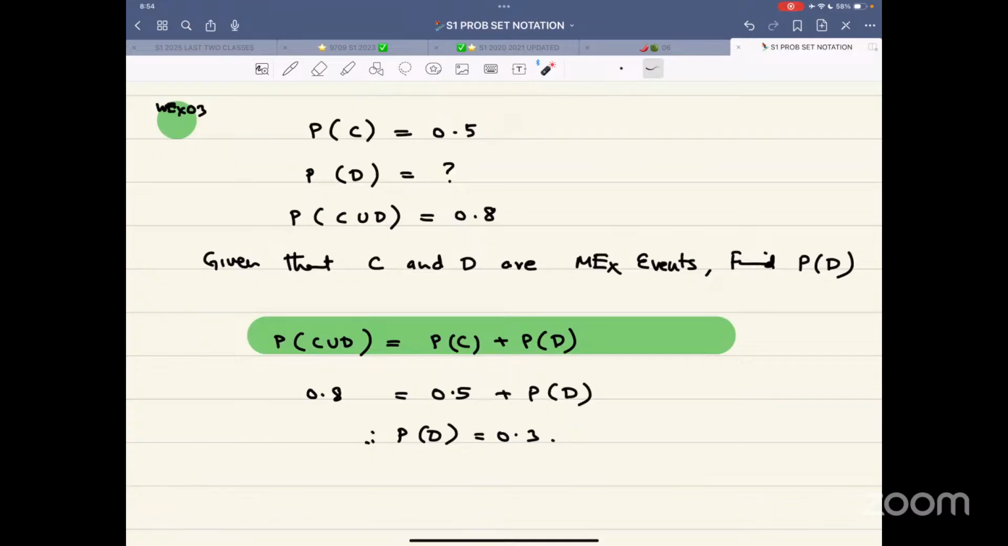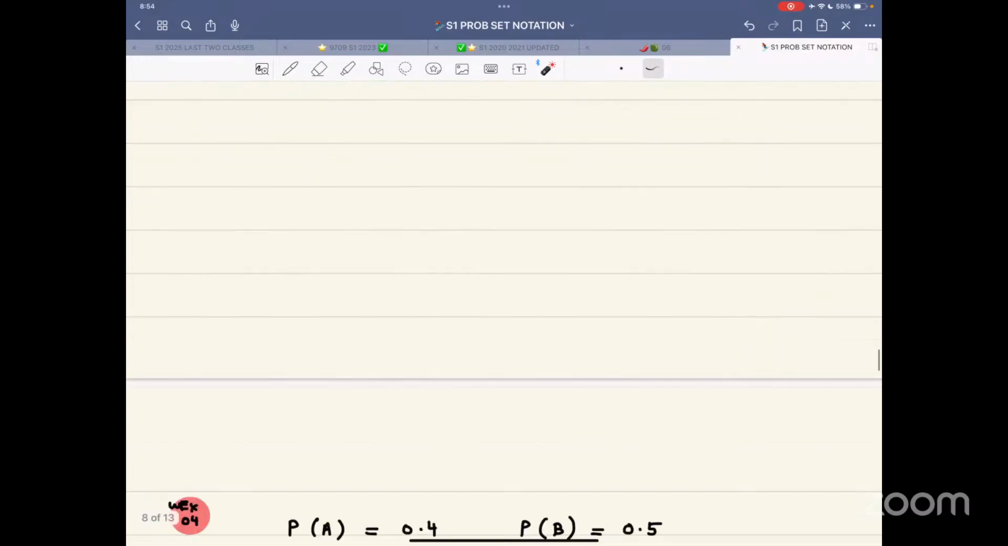Probability of C is 0.5. Probability of D is unknown. Probability of C union D is 0.8. Given that C and D are mutually exclusive, find probability of D. When they are mutually exclusive, the union is simple addition. This is 0.8, this is 0.5. So probability of D comes out to be 0.3.